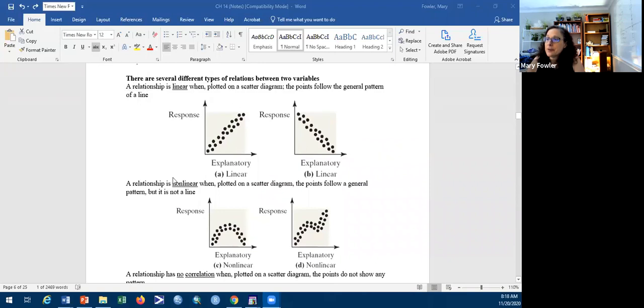A relationship can be nonlinear. So these are two examples of linear relationships. A relationship can be nonlinear when plotted on a scatter plot and the points follow a pattern, but not a line, right? So we can see here that sometimes you might have a y variable that increases and then decreases.